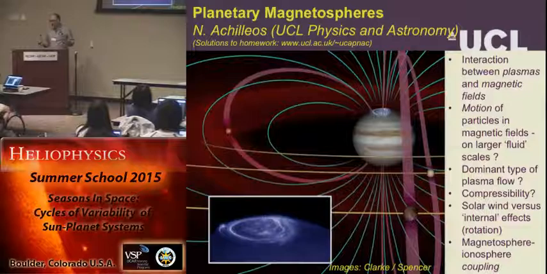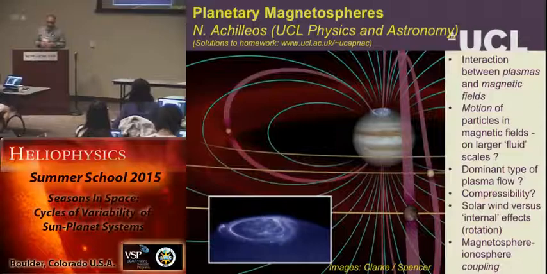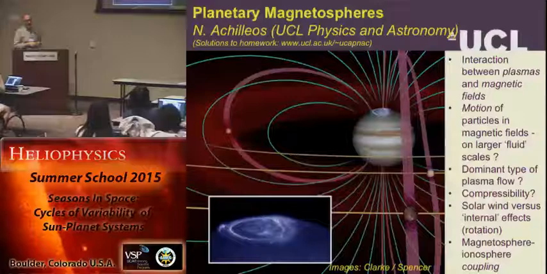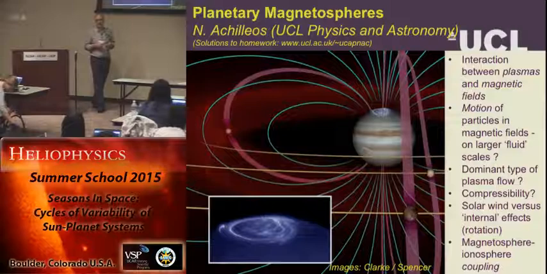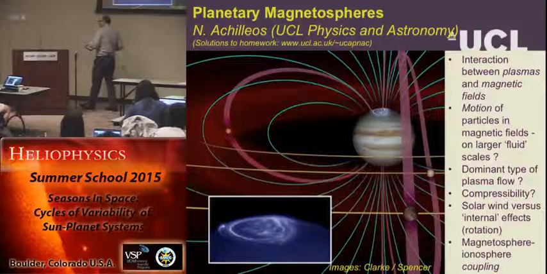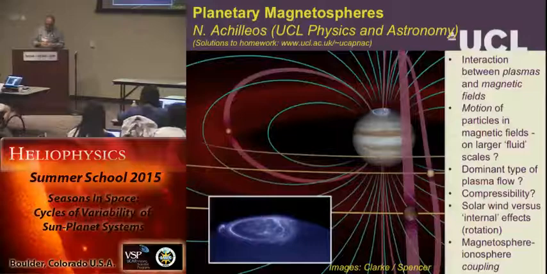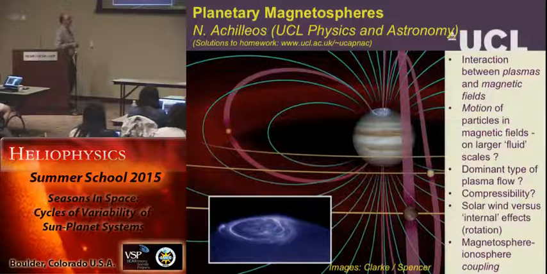We'll then look at the dominant type of plasma flows in different planetary magnetospheres and what determines what type of flow that will be. Essentially, that's a competition between the strength with which a planet can impose its rotation on its magnetosphere, and that's competing against the solar wind-related flows that are driven by reconnection, which is a process, again, that you've heard a lot about this week.